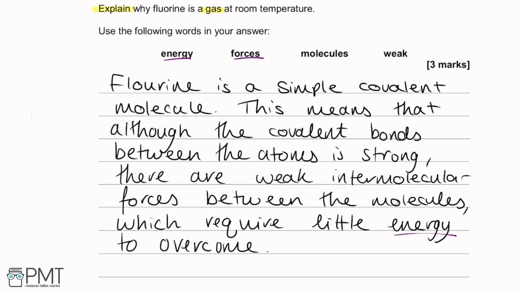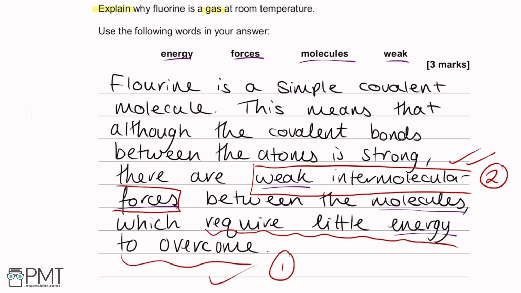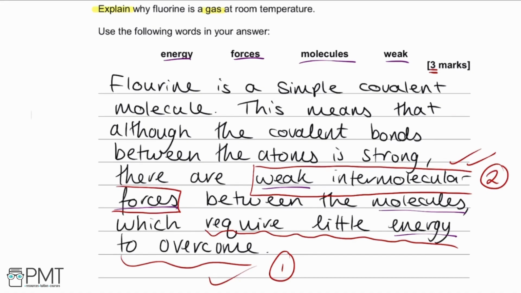So, just to check, I've included energy in my answer, I've included forces, I've included molecules, and I've used the word weak. Right, so this question was a 3-mark question. Now, the first mark was awarded for saying there are weak forces, and the second mark was awarded for saying between the molecules. Now, I've used the phrase weak intermolecular forces, which is actually perfect for 2 of those marks. And then the final mark was for saying requires little energy to overcome.